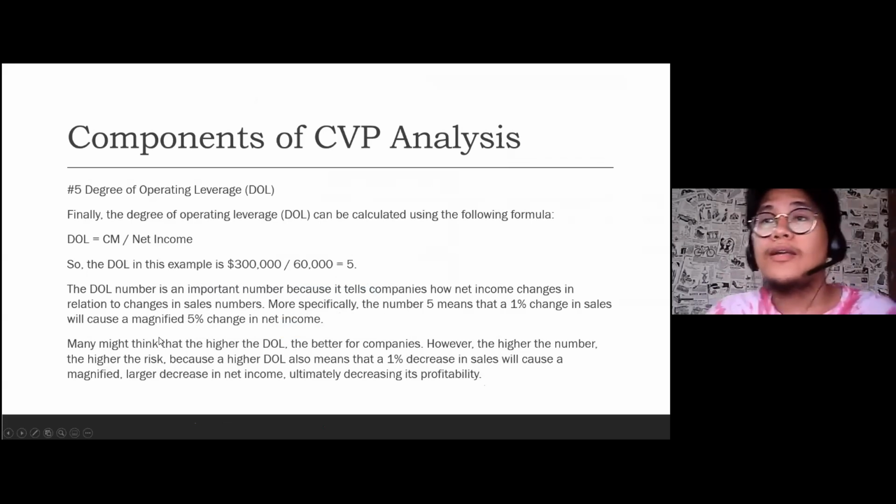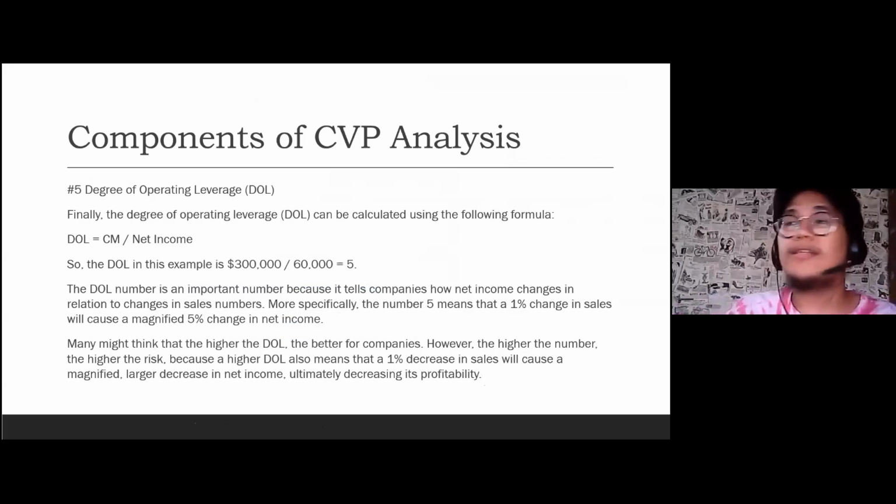So it tells the companies how net income changes in relation to changes in sales numbers. More specifically, the number 5 means that a 1% change in sales will cause a magnified 5% change in the net income. Many might think that the higher the DOL, the better for the company. However, the higher the number, the higher the risk, because a higher DOL also means that a 1% decrease in sales will cause a magnified larger decrease in net income, ultimately decreasing its profitability.